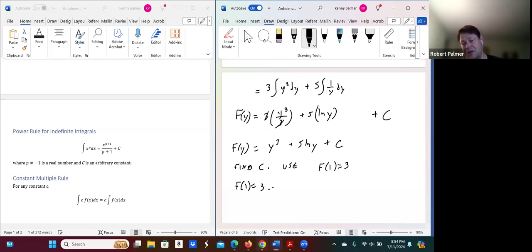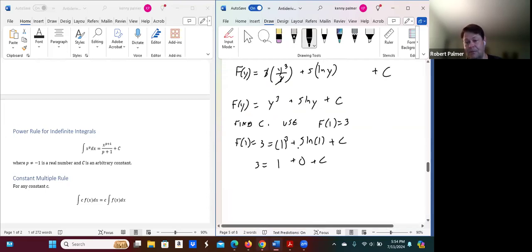is equal to 3. That's equal to, replacing the y's with 1's, 1 cubed plus 5 times the natural log of 1, and put parentheses around that, plus c, and that's equal to 3. So, of course, 1 cubed is 1. Remember, the natural log of 1 is 0. So this whole term just goes away. And so what we have then is 3 equals 1 plus c. You get c by itself, solve for c, and that's going to be that c is equal to 2.